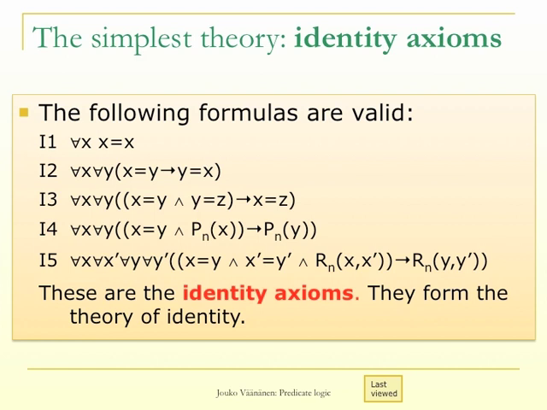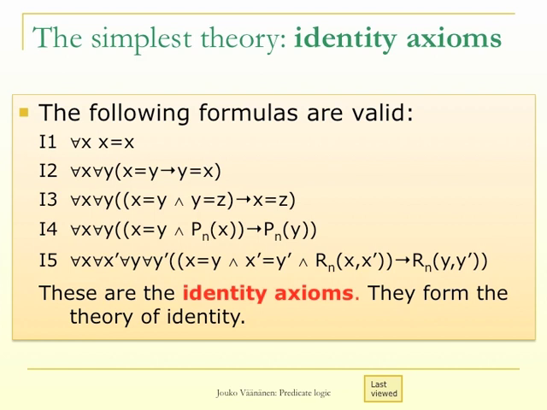Second axiom, for all x, for all y, x equals y implies y equals x. This means that we think of identity as symmetric, a symmetric relation. Third axiom, for all x, for all y, for all z, left parenthesis, x equals y and y equals z, right parenthesis, implies x equals z. This is the transitivity of identity. If x is equal to y and y is equal to z, then x is equal to z.